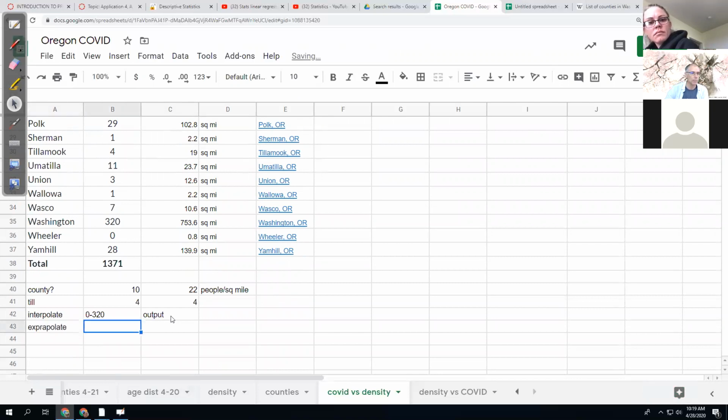Extrapolate. And so that would mean picking a number that is greater than 320. Now I can't have less than 0 cases, so I can't extrapolate on the low end, but I could extrapolate on the high end. That should be a 320. So that would mean, say, okay, what if a county had 500 cases on this date? Could I predict their people per square mile? And I would say this is probably a bad idea in this case for a couple of reasons.